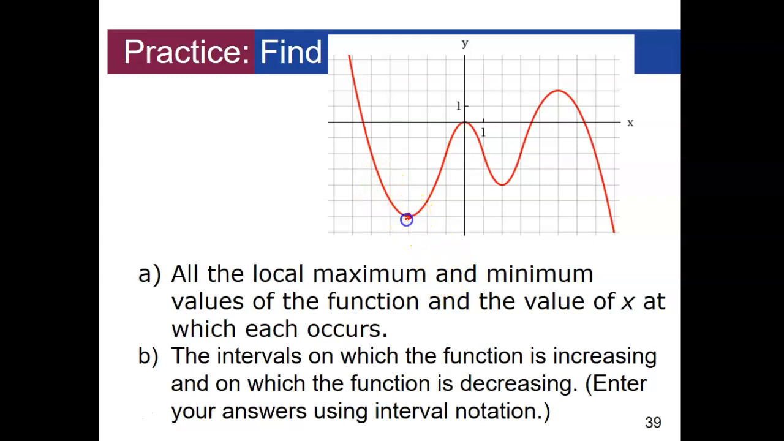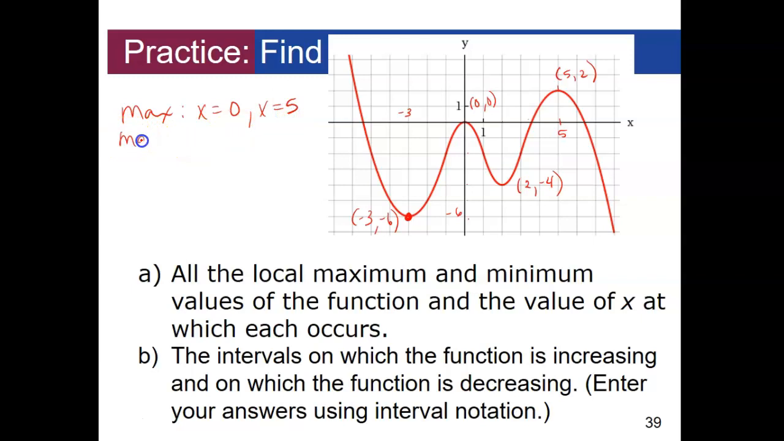So here we have a local minimum, and that coordinate looks like it's going to be at -3 and -6. So this would be (-3, -6). This is at the point (0, 0). This one would be (2, -4). And this one is going to be (5, 2). So if we want to find the local maximums, my local maximums are occurring at x equals 0 and at x equals 5.